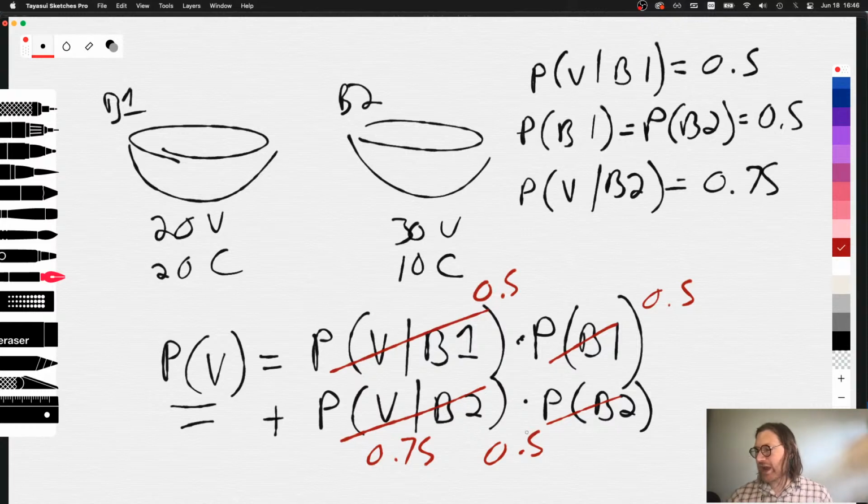So that's answerable. If we plug that into a calculator, 0.5 times 0.5 plus 0.5 times 0.75. So that should be 0.625. Okay, so the probability of vanilla is 0.625.